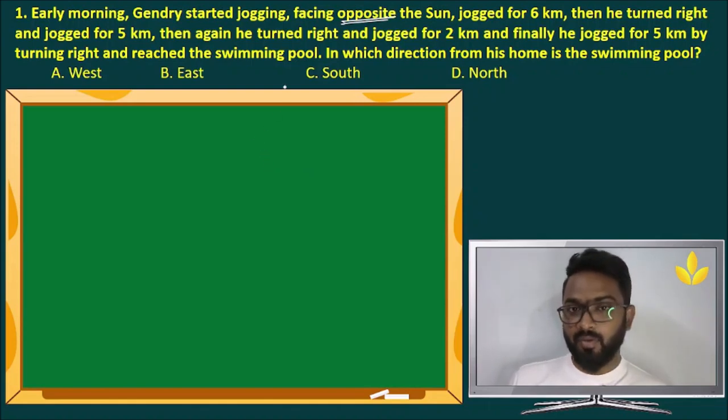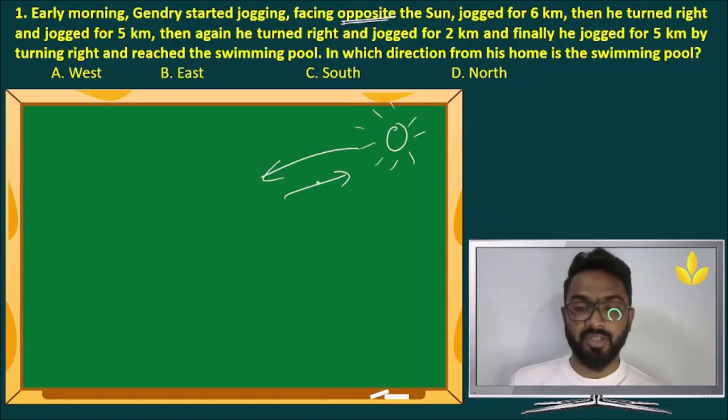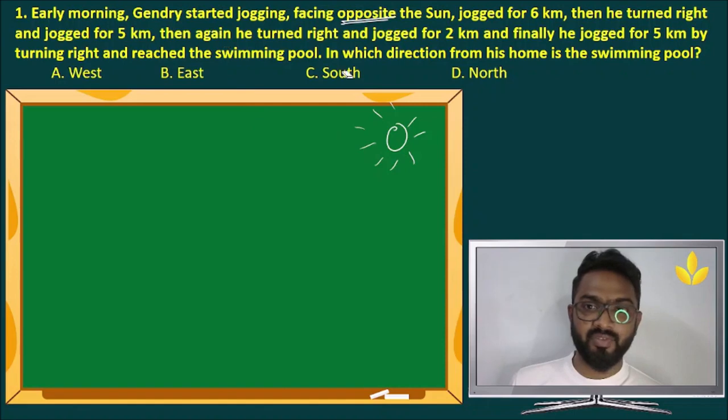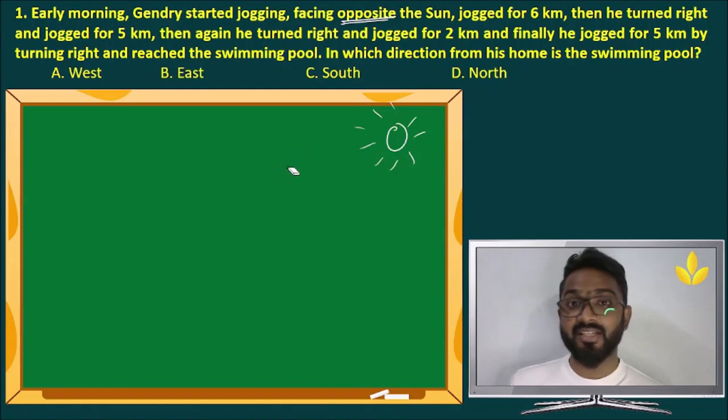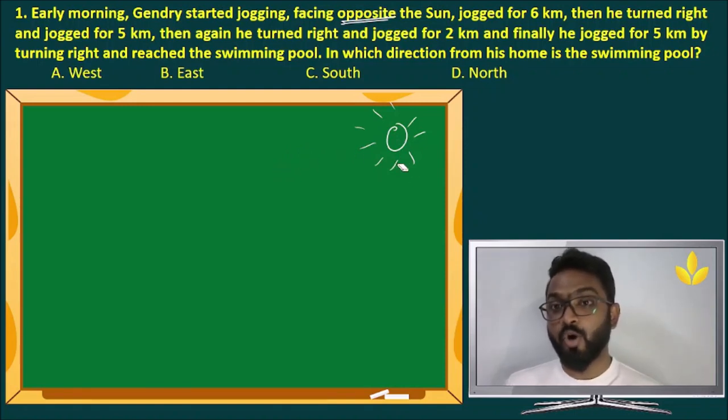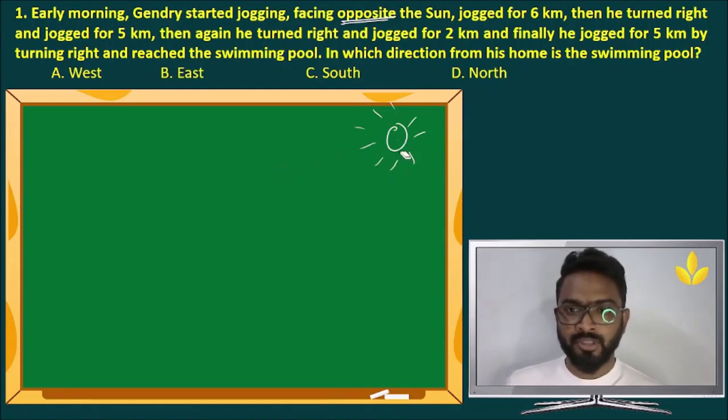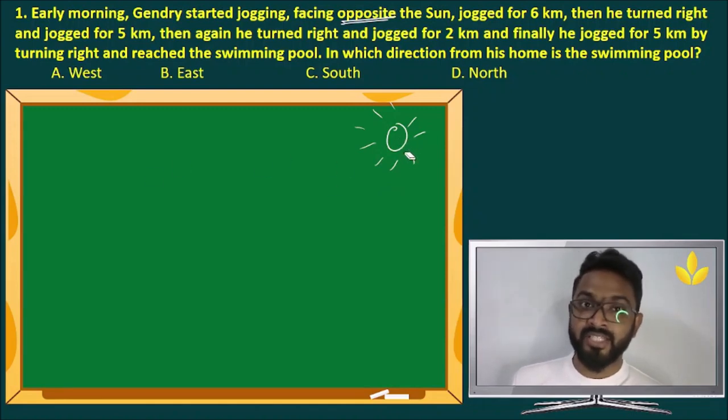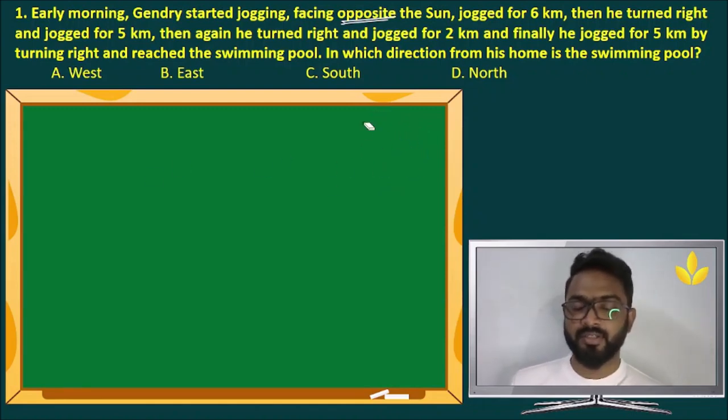A lot of people think that if the sun is over here, the sun is giving light in the west, and Gendry is facing opposite the sun, so Gendry should be facing east. No, that is a very wrong way to do it. If at all the question meant to say that Gendry is facing the sun, then they would have mentioned that Gendry is facing the sun, but they have literally mentioned facing opposite the sun. So the sun is in the east, Gendry is facing west. That is what it is.